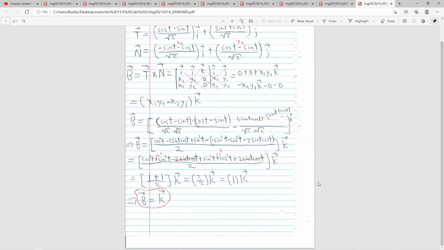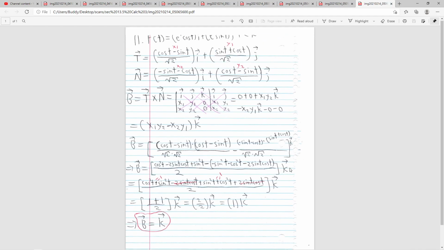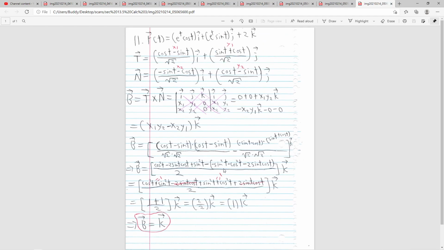This really does use a lot of trig terminology. But it simplifies down, so you get two expressions equal to 1 and other expressions canceling outright, so you have 1 plus 1 over 2, which is equal to 2 over 2, which equals 1, times k. We have 1k, and that's it for b, so b is equal to k. And that's it for this.